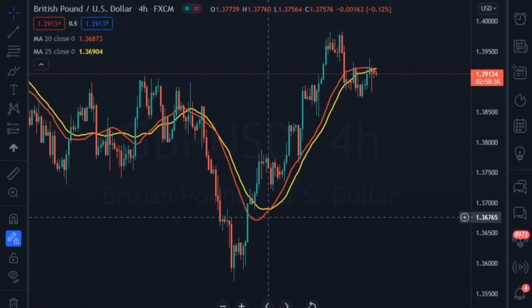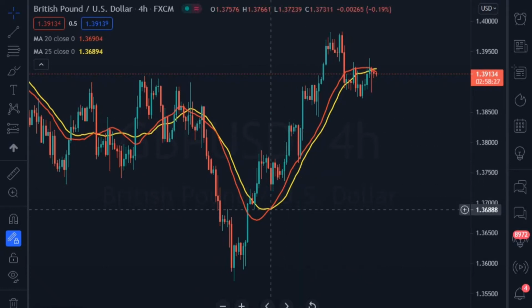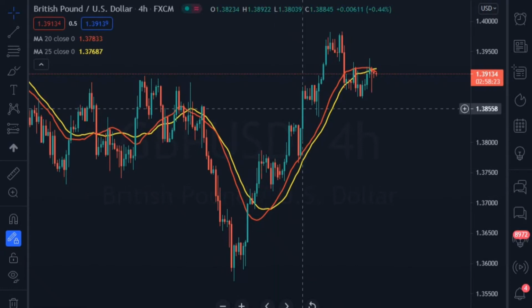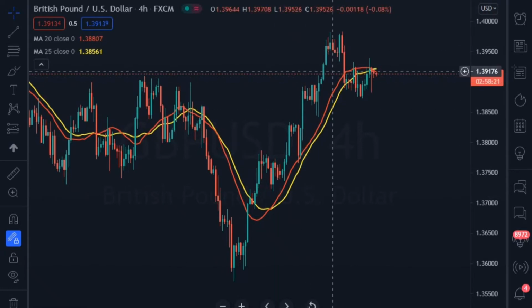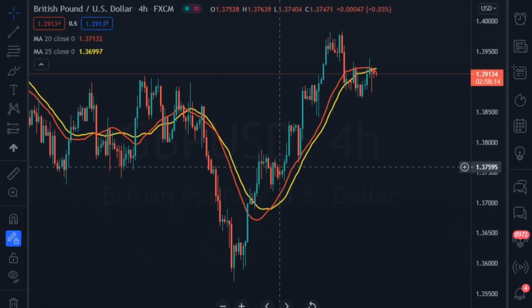Okay, for those people that have been on my channel, you know that once there is a crossover like this, the trend is changing. So the red was above the yellow moving average, so this is a sign for a buy. So that's what happened here. So a bullish market came into play in GBPUSD as of this time.